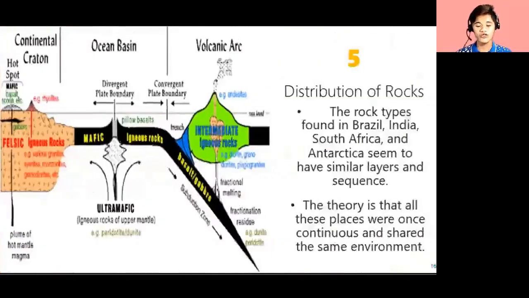Lastly, we have the distribution of rocks. The rock types found in Brazil, India, South Africa, and Antarctica seem to have similar layers and sequence. The theory is that all these places were once continuous and shared the same environment.